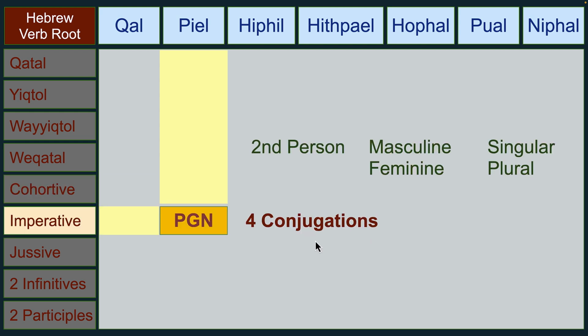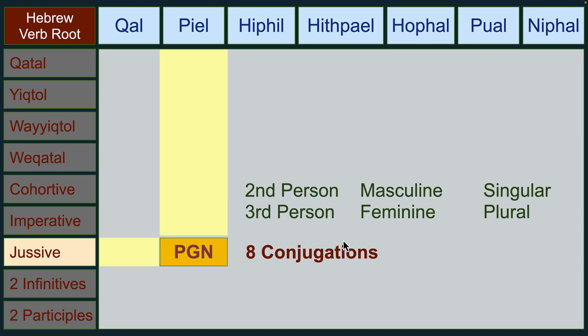If you come to imperative, it's always in the second person and it is either masculine or feminine, and either singular or plural. So 2 times 2, you have 4 conjugations possible. For jussive, it is either second person or third person, mostly third person. It is supposed to be third person, sometimes second person. Masculine and feminine, singular and plural. 2 times 2 times 2 is 8 conjugations for jussive.